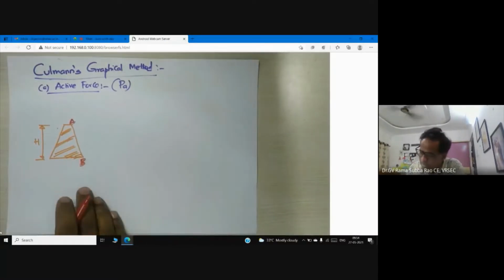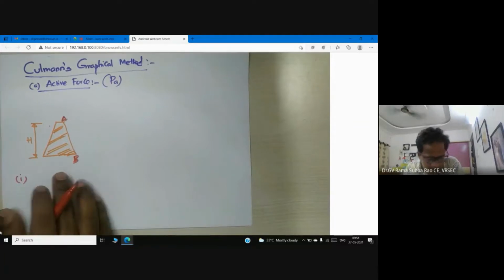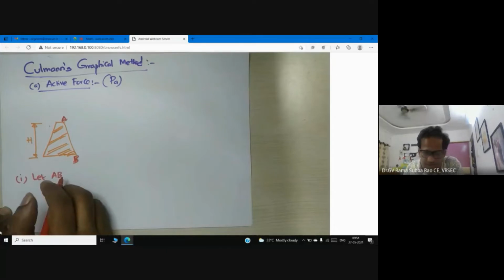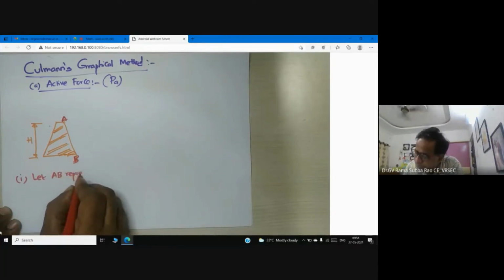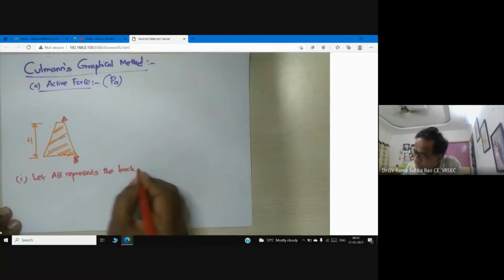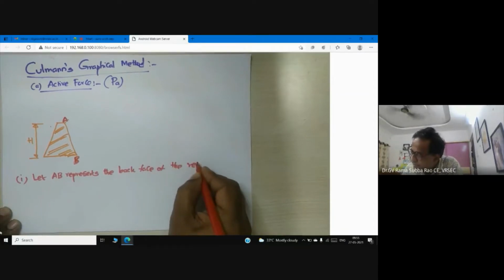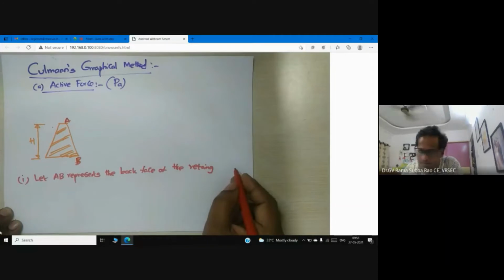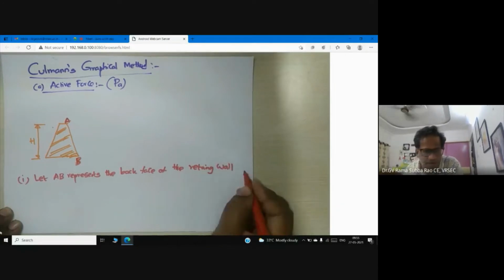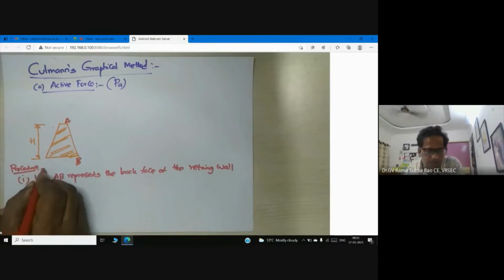Now let me write, point by point. I don't want to confuse anyone. AB represents the back face of the wall, the retaining wall. So we are discussing the graphical method, and I will write the procedure step by step. This is the first step.